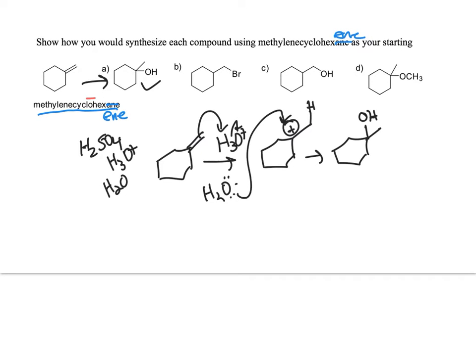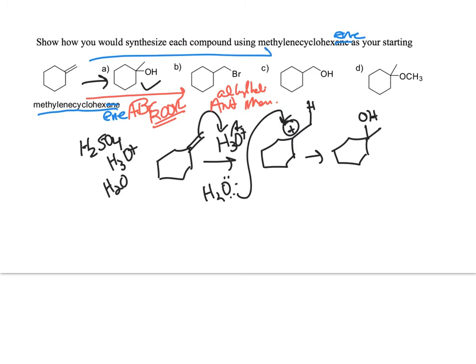Okay, for the next reaction here, let's look at it. So we have an alkene going to an alkyl halide. This alkyl halide, this is the anti-Markovnikov. It's an alkyl bromide. So that's just going to be HBr and peracids.